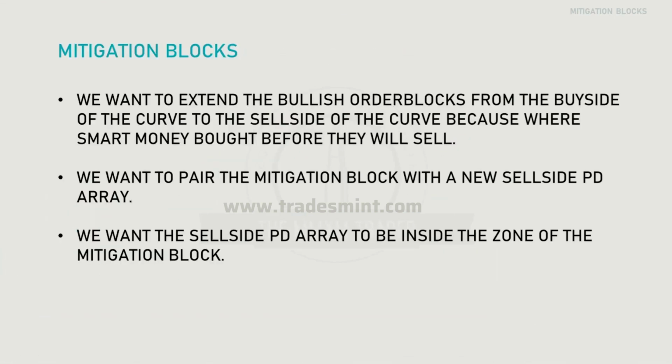So we want to extend the bullish order blocks from the buy side of the curve into the sell side of the curve, because that's where smart money bought before, and now they will use that to sell. We want to pair the mitigation block up with a new sell side PD array. So as we just saw, a bearish fair value gap, we want the sell side PD array to be inside the zone of the mitigation block, and we'll outline in the chart how that looks.